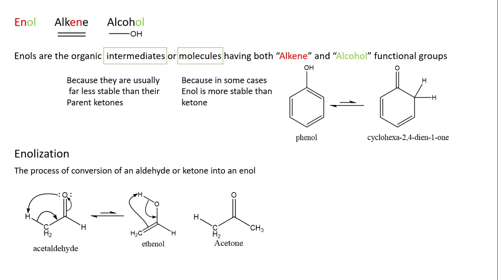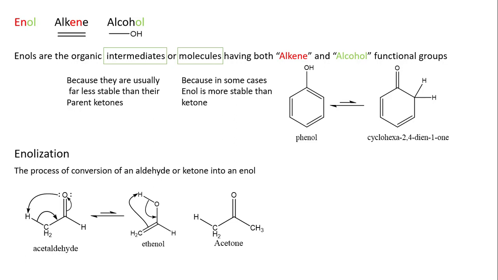Now let us take an example of acetone. Acetone is also an enolizable ketone because it has 6 alpha hydrogens. These 6 alpha hydrogens are present on two different carbon atoms on either side of the carbonyl group. So the process will be the same, but we can simplify it.